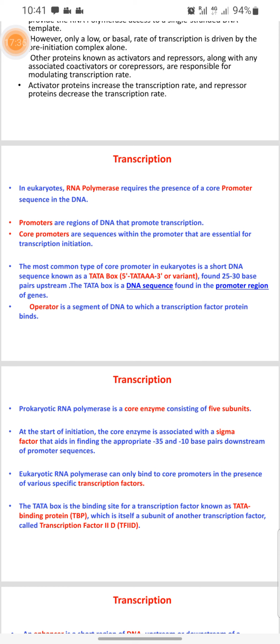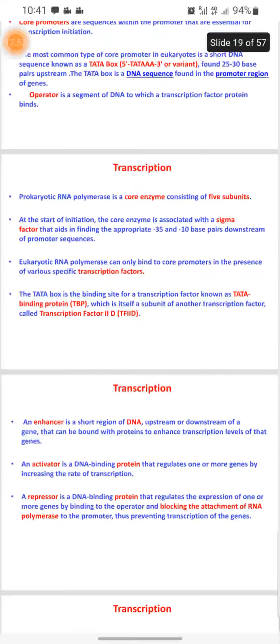The TATA box is a DNA sequence found in the promoter region of genes. The operator is a segment of DNA to which a transcription factor protein binds. The site where the transcription factor binds is called the operator region.